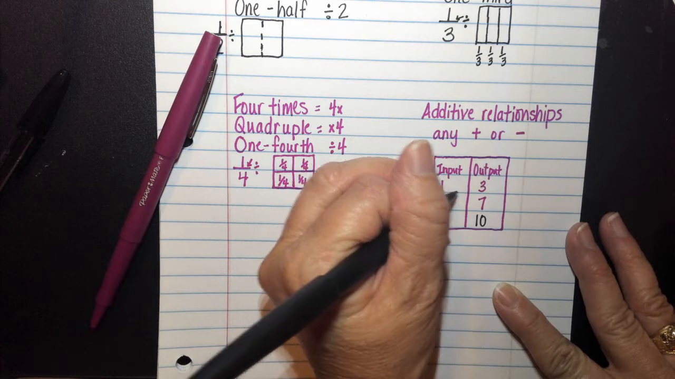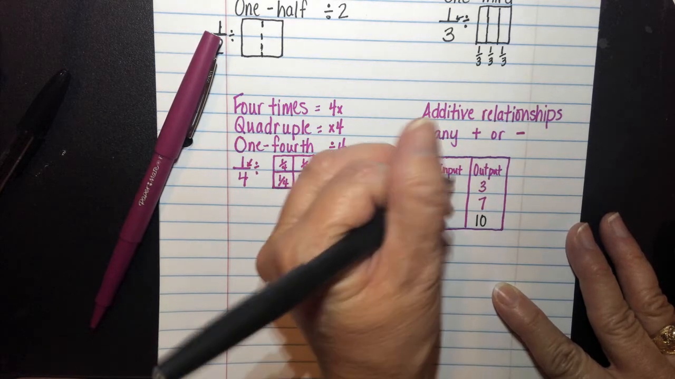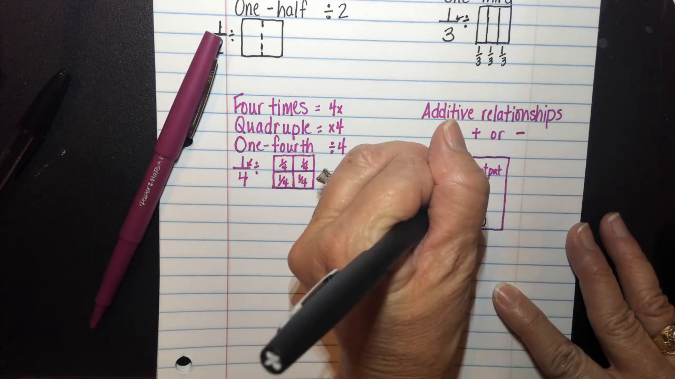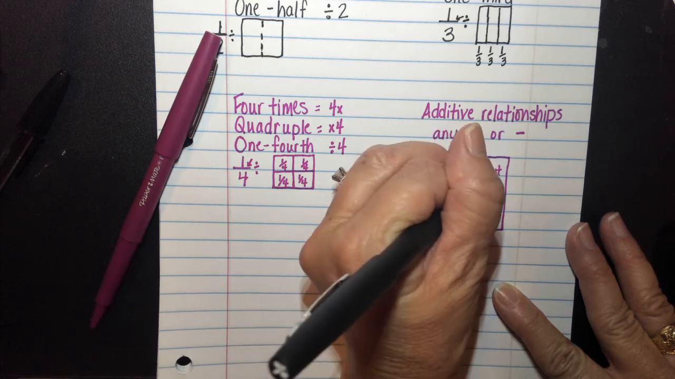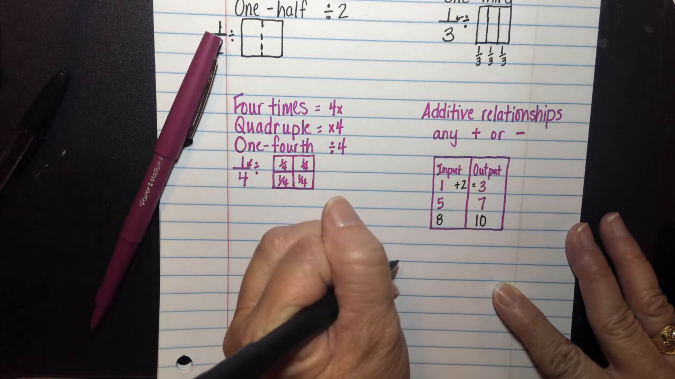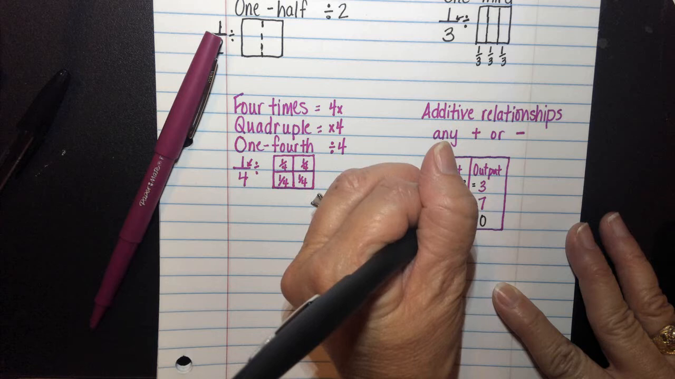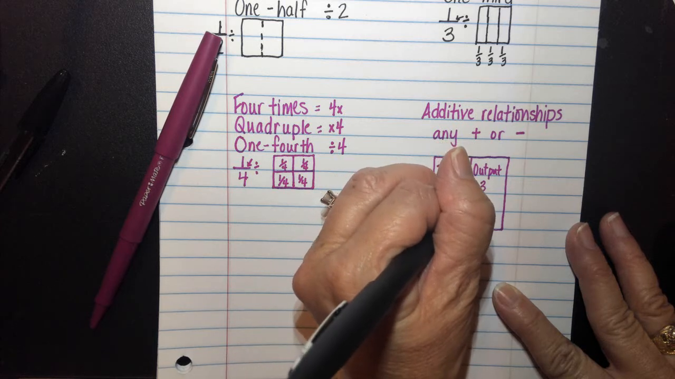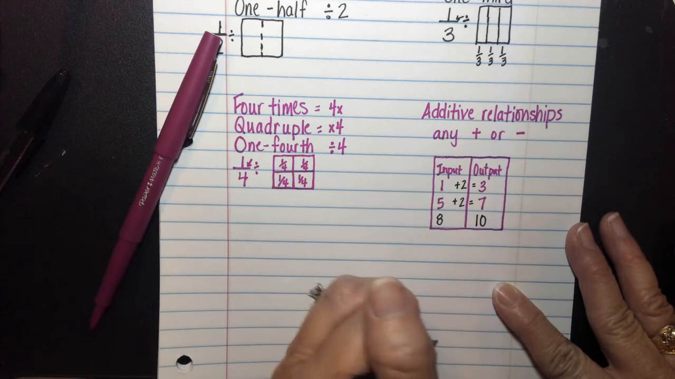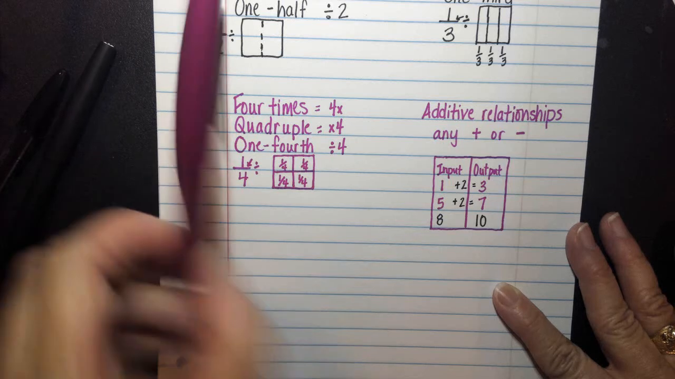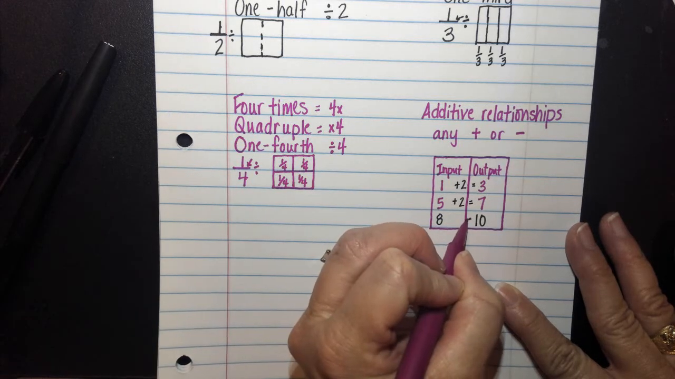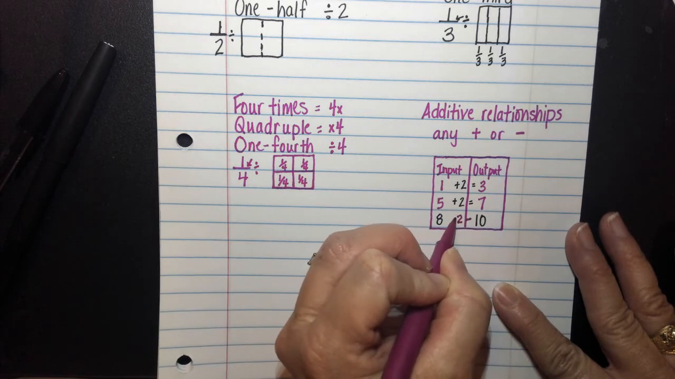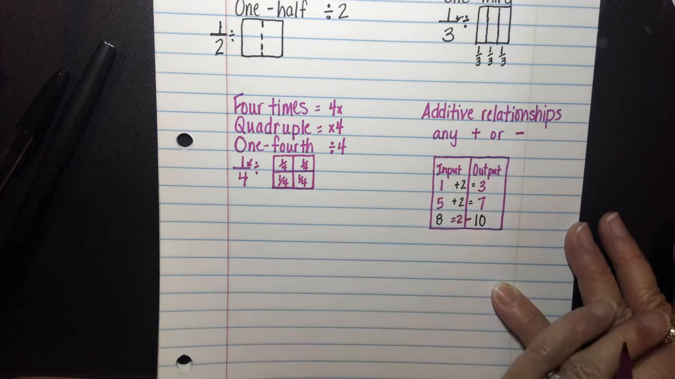So of course, I bet many of you are already thinking this, that if I take the number 1 and I add 2, I will get the answer 3. If I take the number 5 and I add 2, I will get the number 7. But if I take the number 10 and I subtract 2, I will then get the number 8.